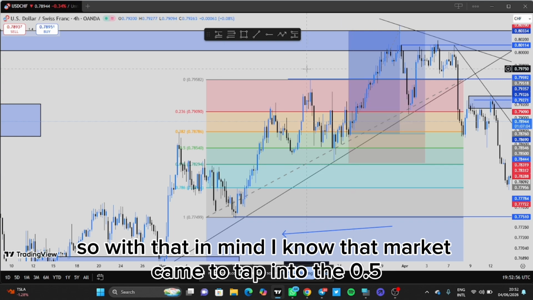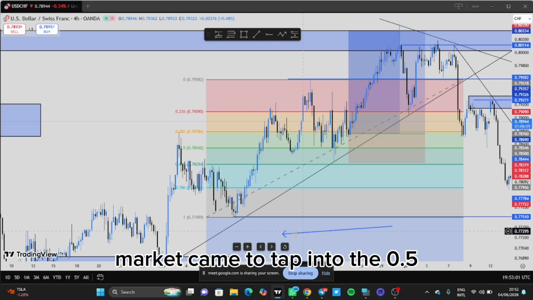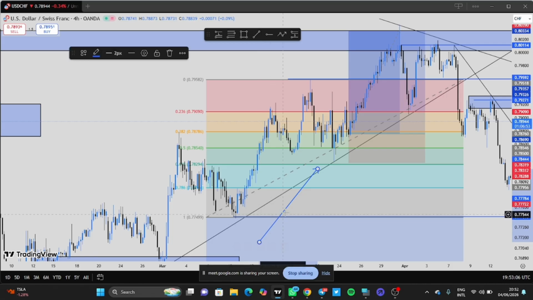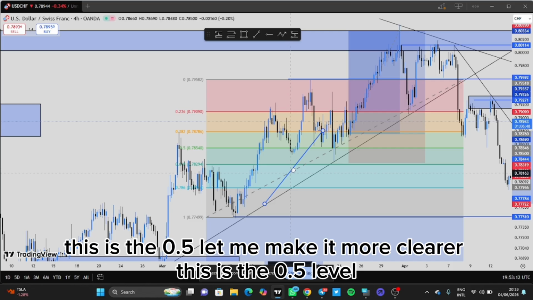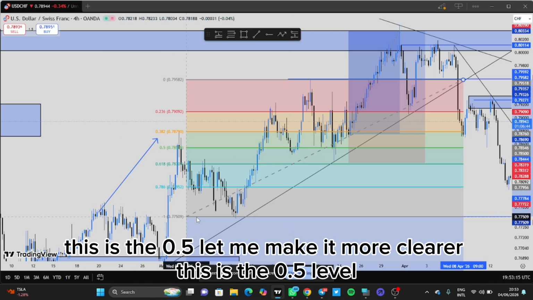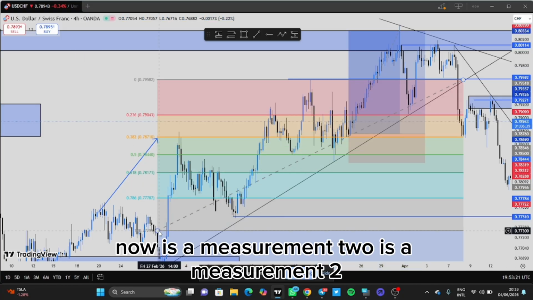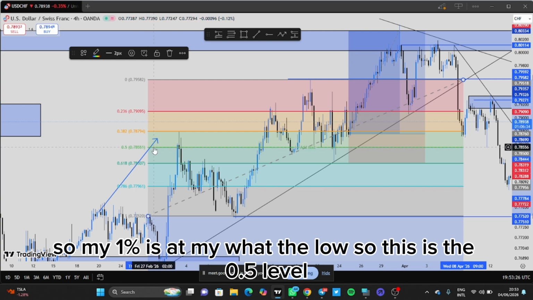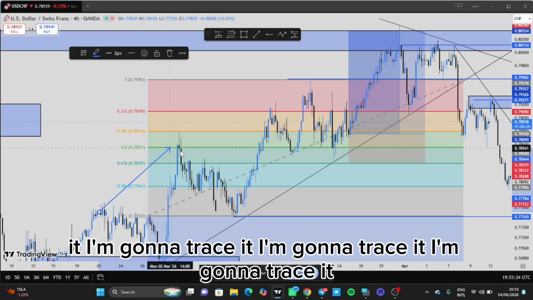So with that in mind, I know that market came to tap into the 0.5 level. As you can see right here, market came to tap into the 0.5 level. You can see, this is the 0.5. Let me make it clearer. This is the 0.5 level. Now it's a measurement tool. The measurement tool. So my 1% is at my what? The low. So this is the 0.5 level. You can see, watch where this arrow is pointing. My arrow is pointing at the 0.5 level. So I'm going to trace it.